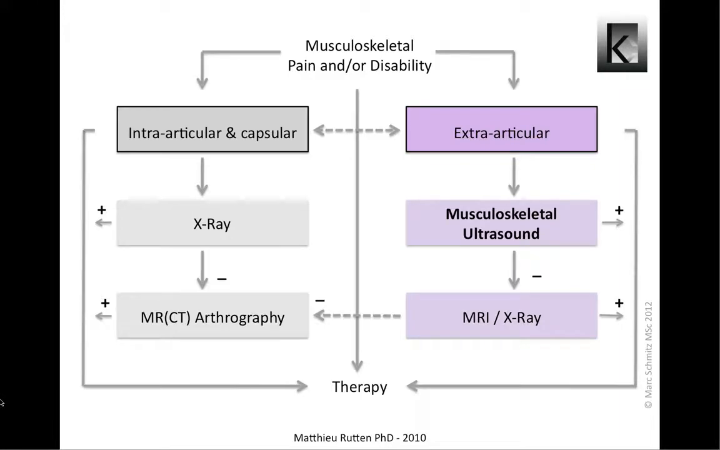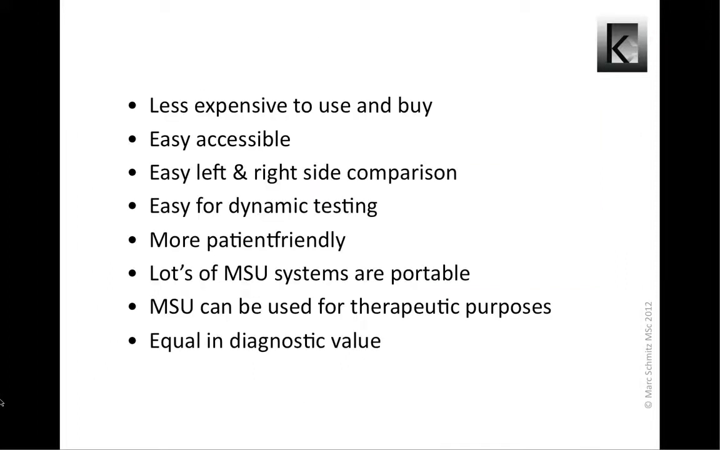MSU is the preferred imaging technique in extra-articular soft tissue problems like muscle, tendon, ligament, bursa, and other structures. Capsular problems can also be assessed with MSU, but MSU is somewhat more limited here. Intra-articular structures are hard to assess with MSU. Sometimes it's even impossible. MSU is preferred over MRI for extra-articular structures due to numerous advantages.